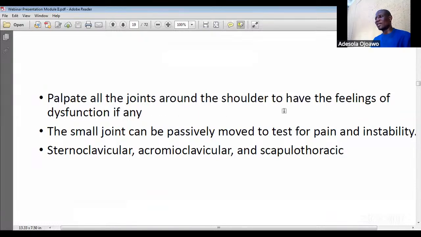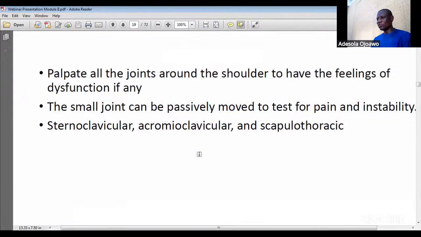I've mentioned this: palpate all the joints around the shoulder to get a feel for any dysfunction. The small joints can be passively moved to test for pain and instability. Sternoclavicular, acromioclavicular, scapulothoracic: you have to move them to know what is there.